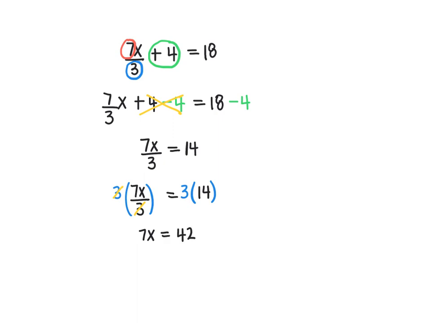At this point, it's looking really familiar, and we'll just remember that if we have a coefficient in front of the variable, that means that it's multiplying, and so we're going to need to divide both sides here by that coefficient, 7 in this case. What that's going to leave us is x is equal to 6.